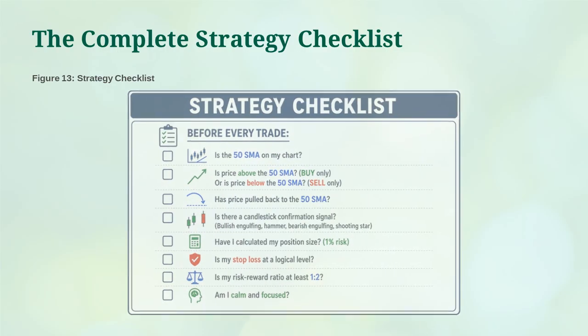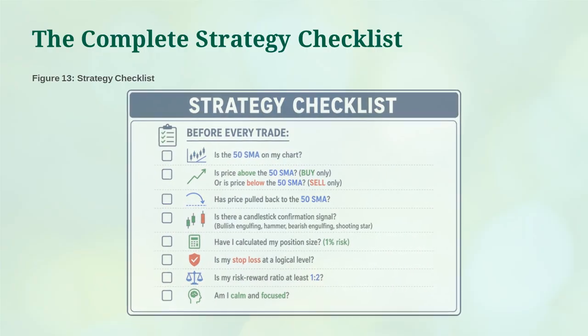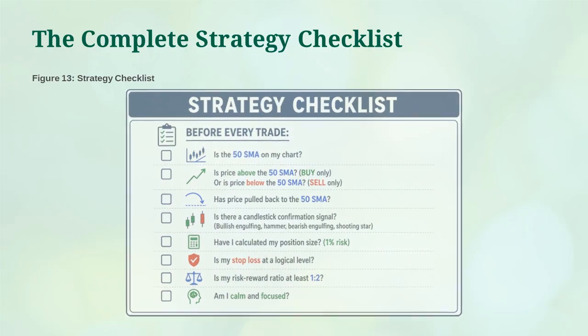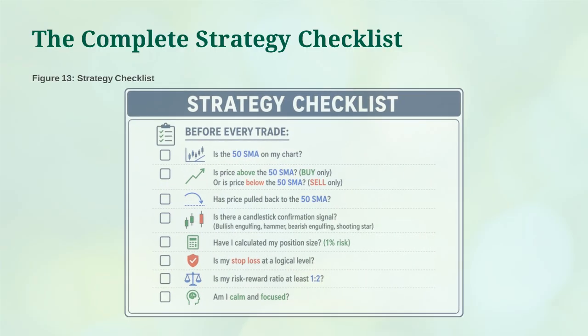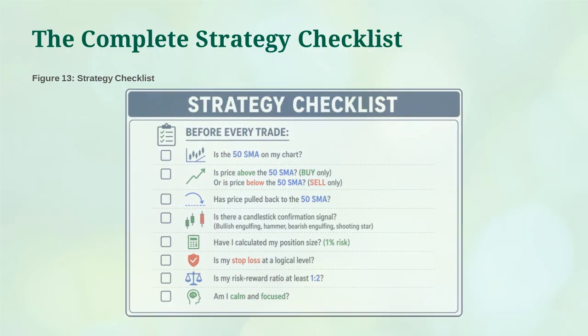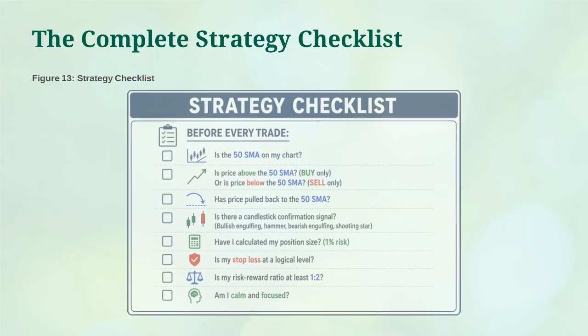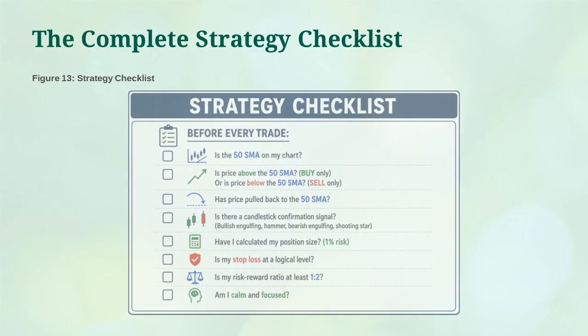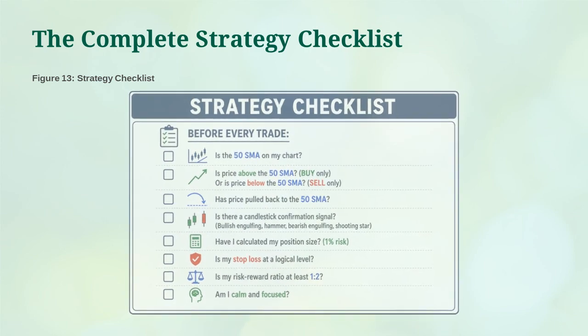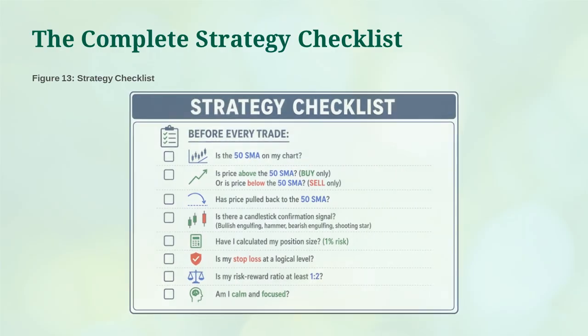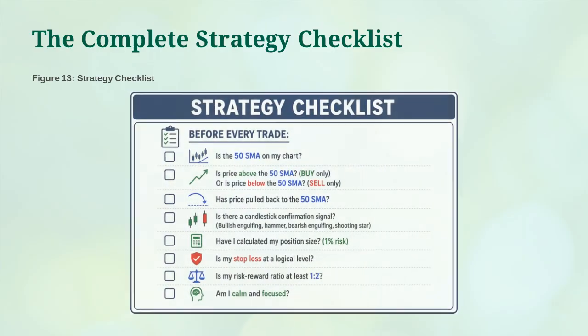Step 6. Set your take profit. 2 times your stop loss distance. Minimum 1 to 2 risk-reward ratio. Step 7. Calculate position size. Based on 1% risk. Account size times 1% divided by stop loss pips. Step 8. Execute. Click buy or sell. Print this checklist. Keep it next to your computer. Use it for every single trade until it becomes automatic.